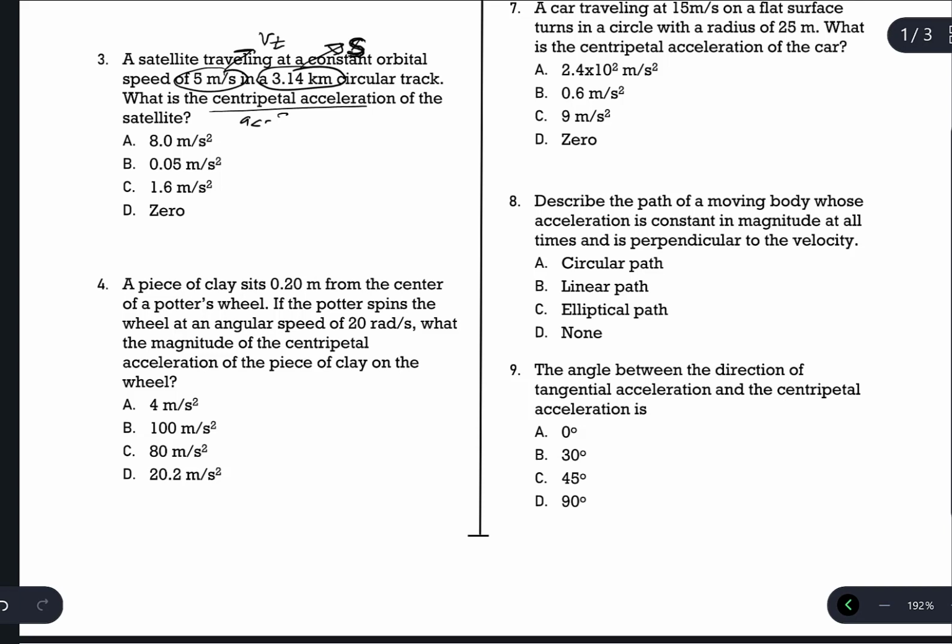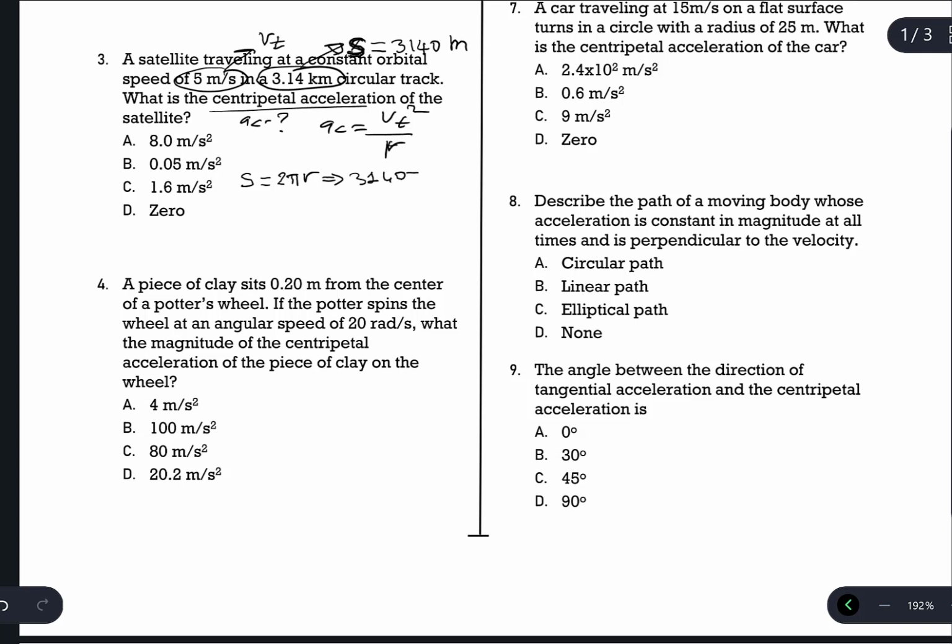Now AC is the question. As I said, we are going to use the equation AC is equal to VT squared over R. VT is given, but R must be calculated using the circumference. We know the circumference of the circle is 2 pi R. Of course, we have to convert this 3.14 kilometer to meters by multiplying by 1000. It's going to be 3,140 meters.